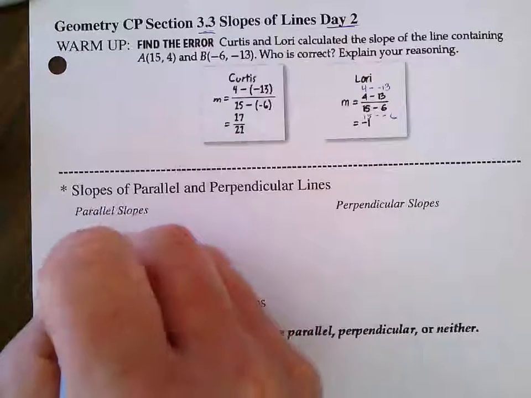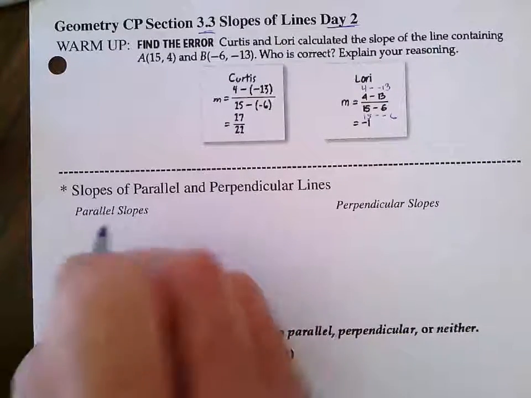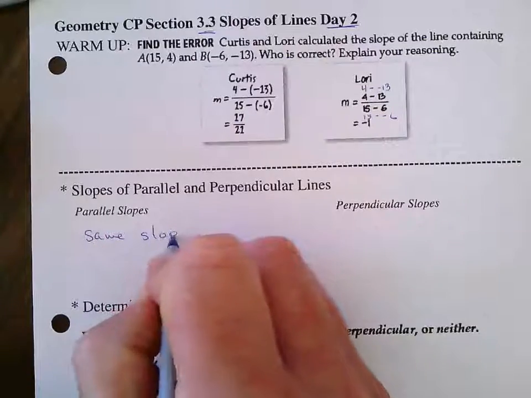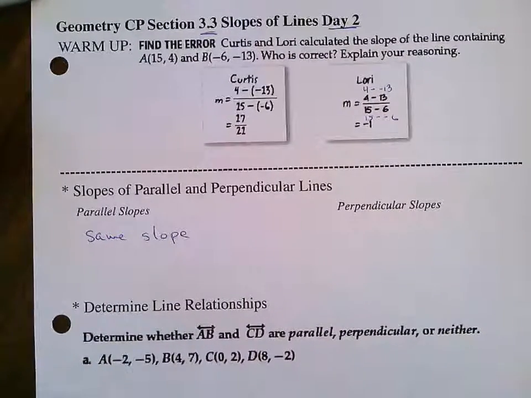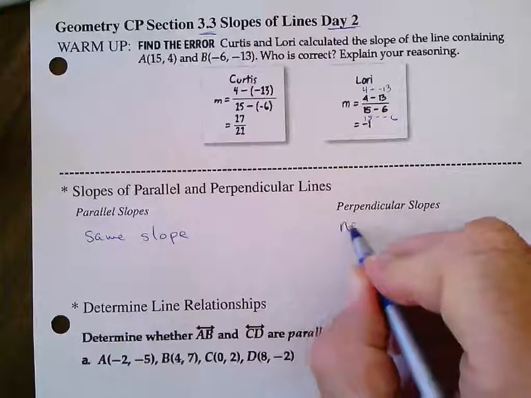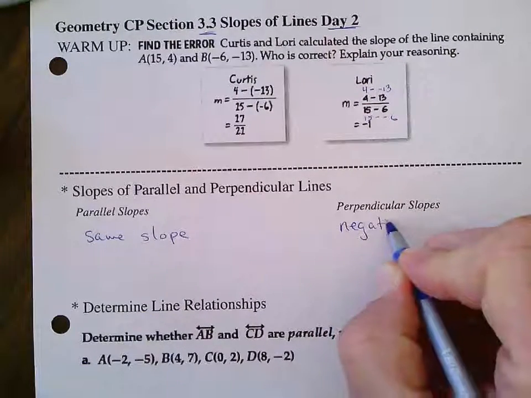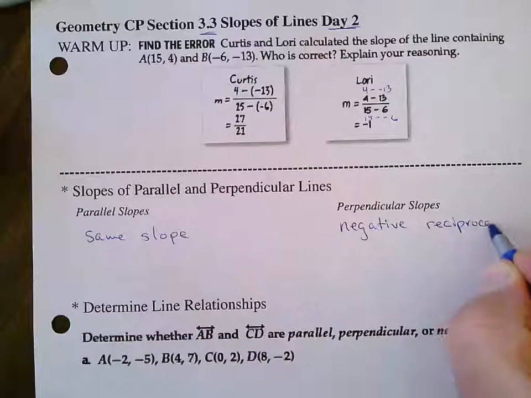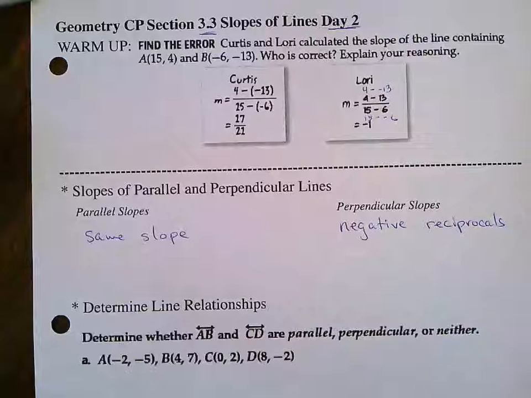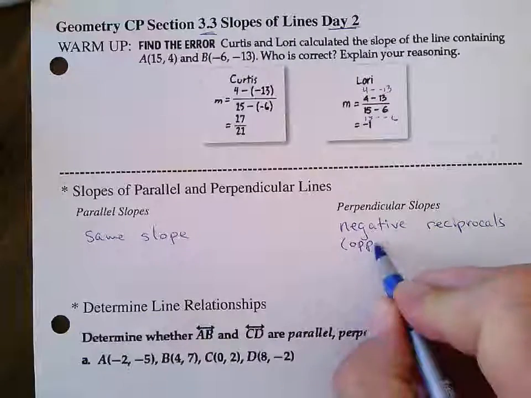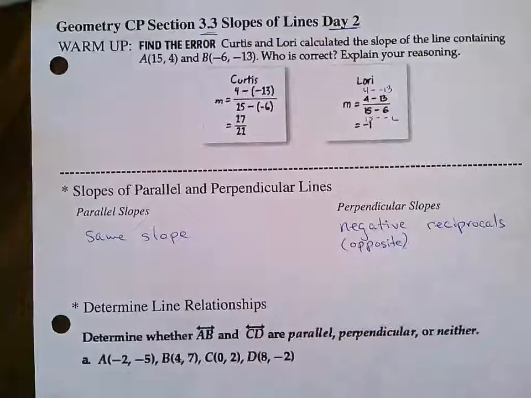Parallel slopes are parallel lines. Basically, they are the same slope. Simple as that. Perpendicular slopes are a little bit different. Perpendicular slopes are what we call negative or opposite reciprocals. And again, reciprocals are when you take a number or fraction, because you can make any number a fraction by putting 1 under it. And I'll put opposite under here because sometimes you'll see opposite used.